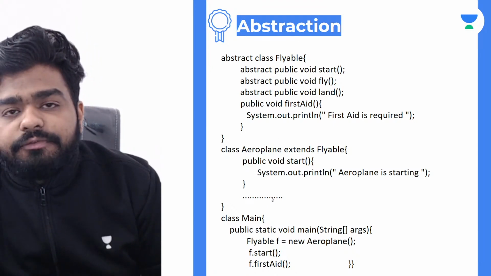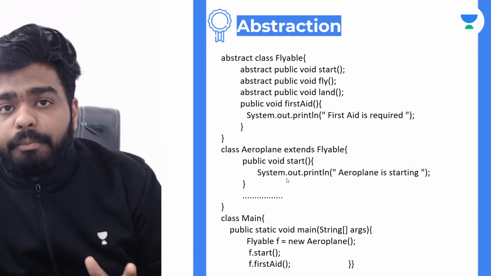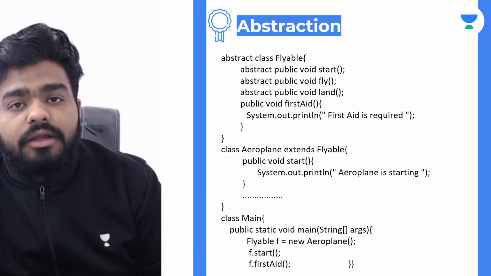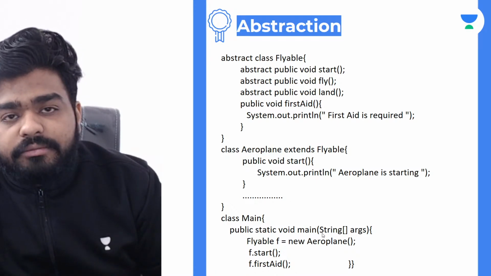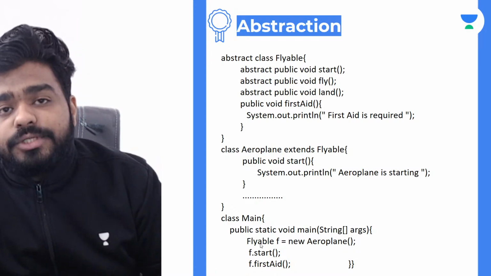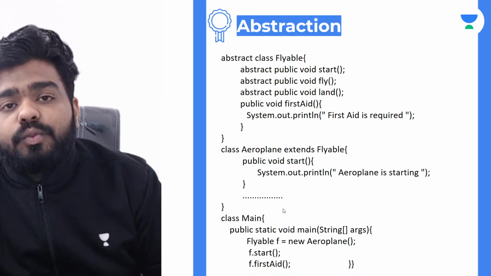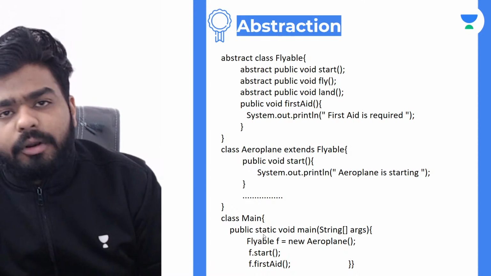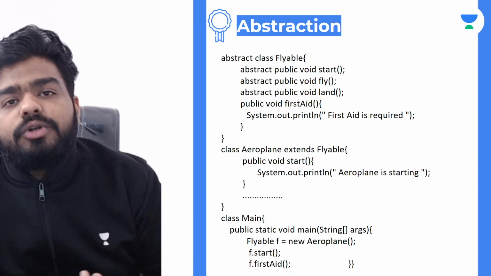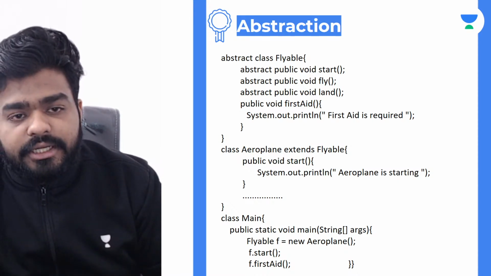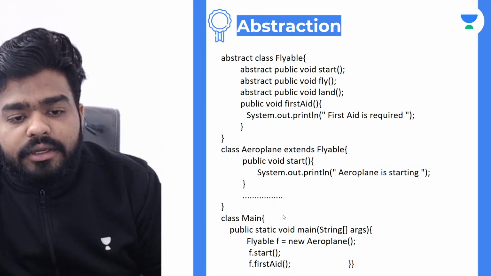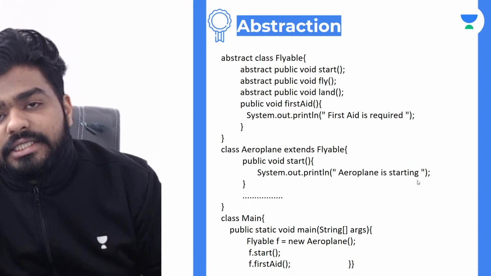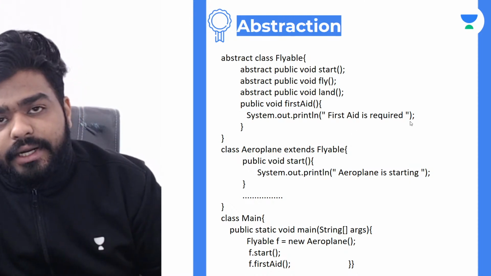Now everything is defined. That means now I have a proper blueprint. Now I have a proper class in which every information is there. So what we have to do? We have to go to main method. We have to create a object of aeroplane with the help of flyable. आप directly aeroplane का भी object बना सकते हो. There is no problem in that. But here we just want to do upcasting, so we are doing that. And then f dot start will go here. F dot first aid will go here. It will print aeroplane is starting and then first aid is required.